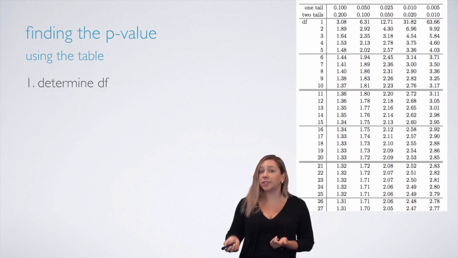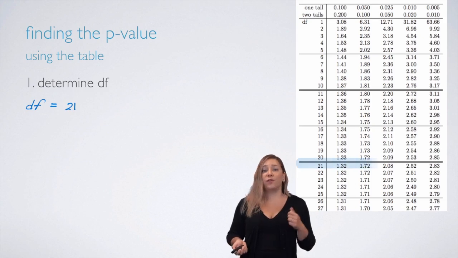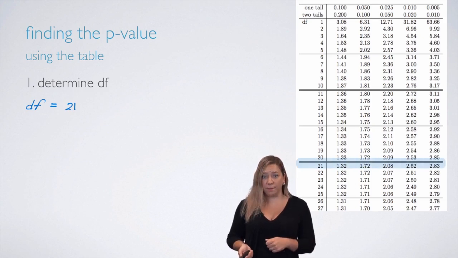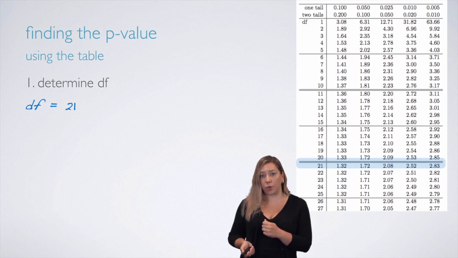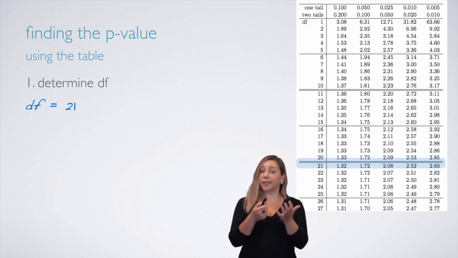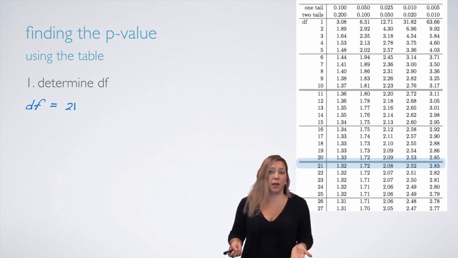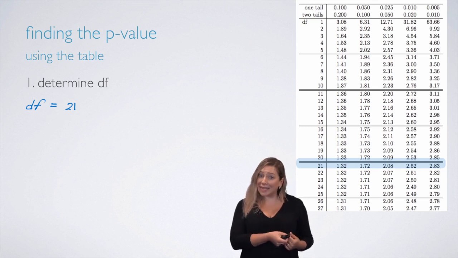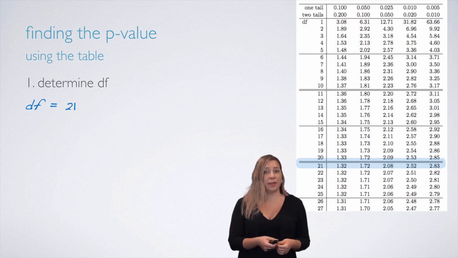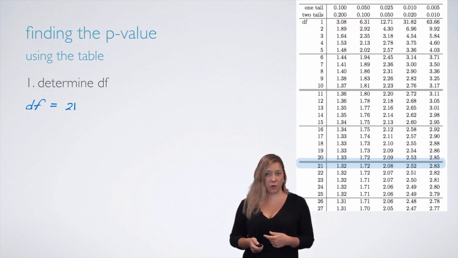Step 1, determine the degrees of freedom, which we know by now is 21. We focus on that row of the table. Then we locate the calculated t-score 2.3 in the corresponding degrees of freedom row. A quick aside here, we calculated a positive t-score, but note that there are no negative t-scores on this table. So even if the calculated t-score was negative, we could still use this table, but we would simply work with the absolute value of the calculated t-score.